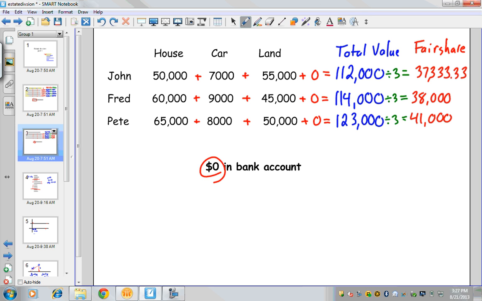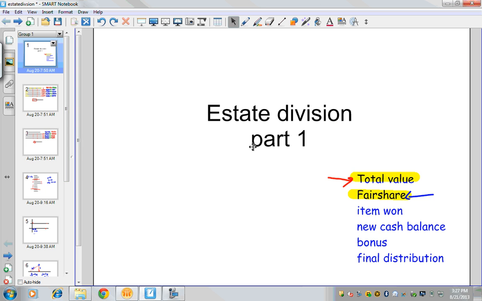Now the next video that we're going to make is going to be part 2, and we're going to talk about the items, the new cash balance, bonus, and final distribution.